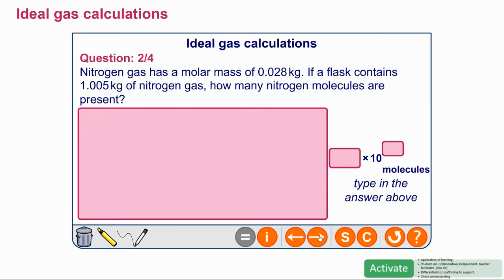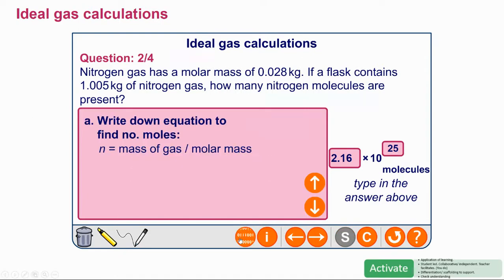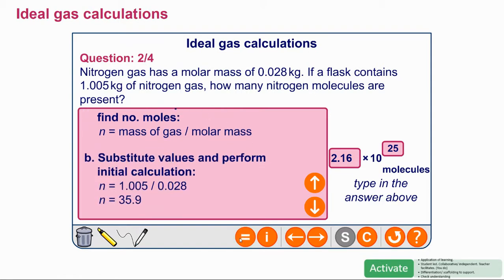This one's testing your understanding of molar mass and numbers of particles. What are we trying to do? We've got just over a kilogram of nitrogen gas. We know its molar mass, and we're asked to find out how many molecules are present. So how can we solve this? Let's have a look. Now we know that the number of moles is simply the mass of the gas divided by the molar mass. We looked at that previously. Substitute numbers in. So we know that in this sample we have 35.9 moles of gas.